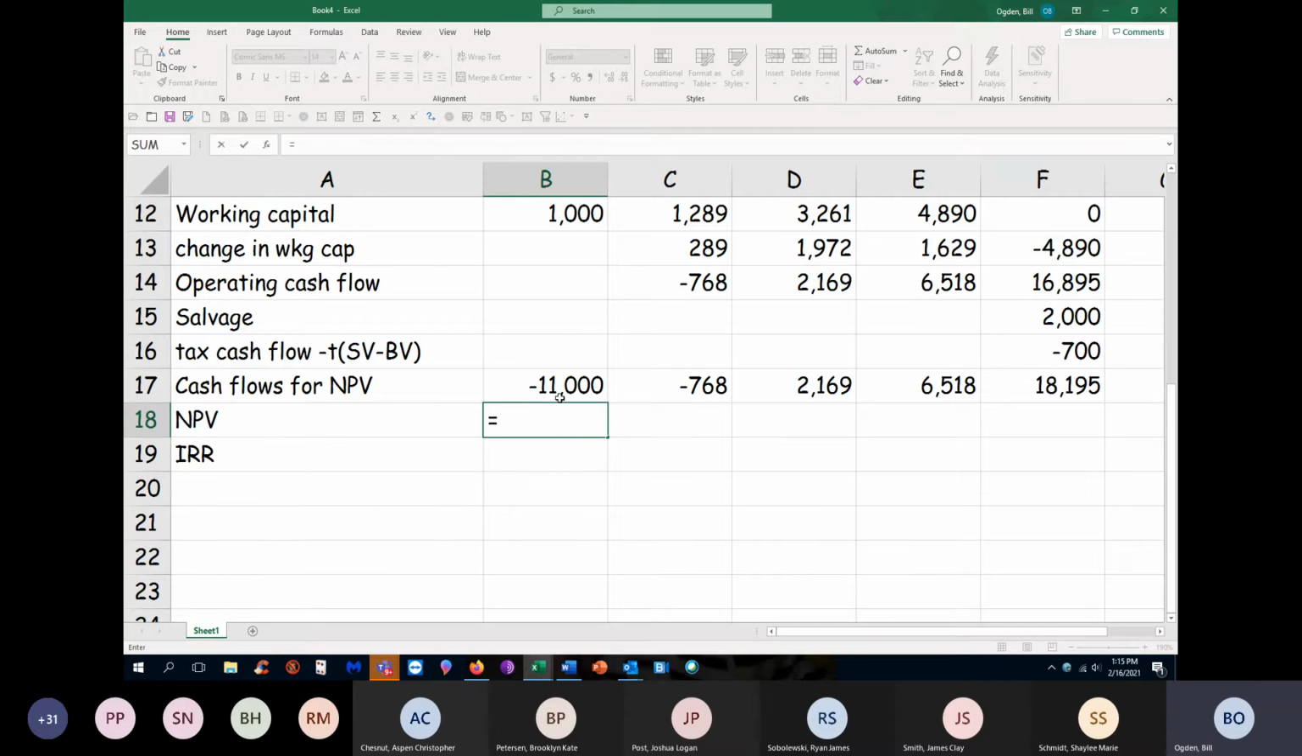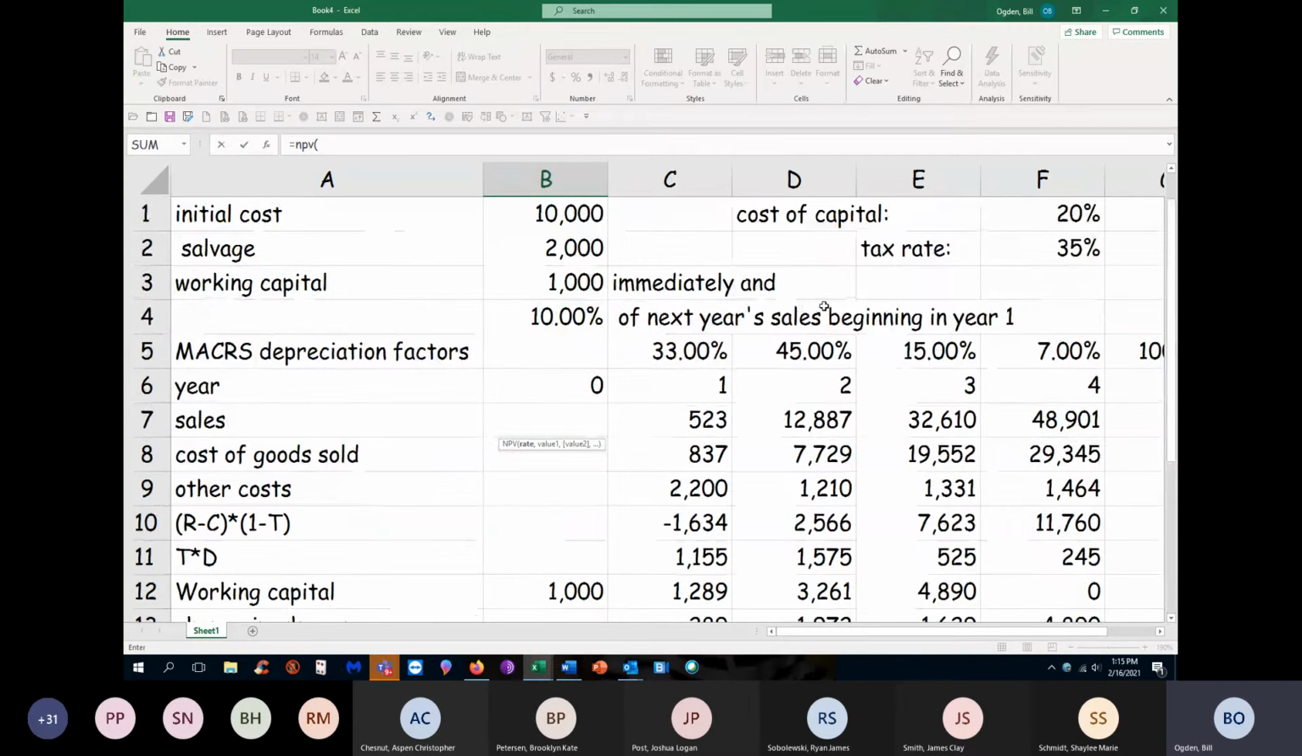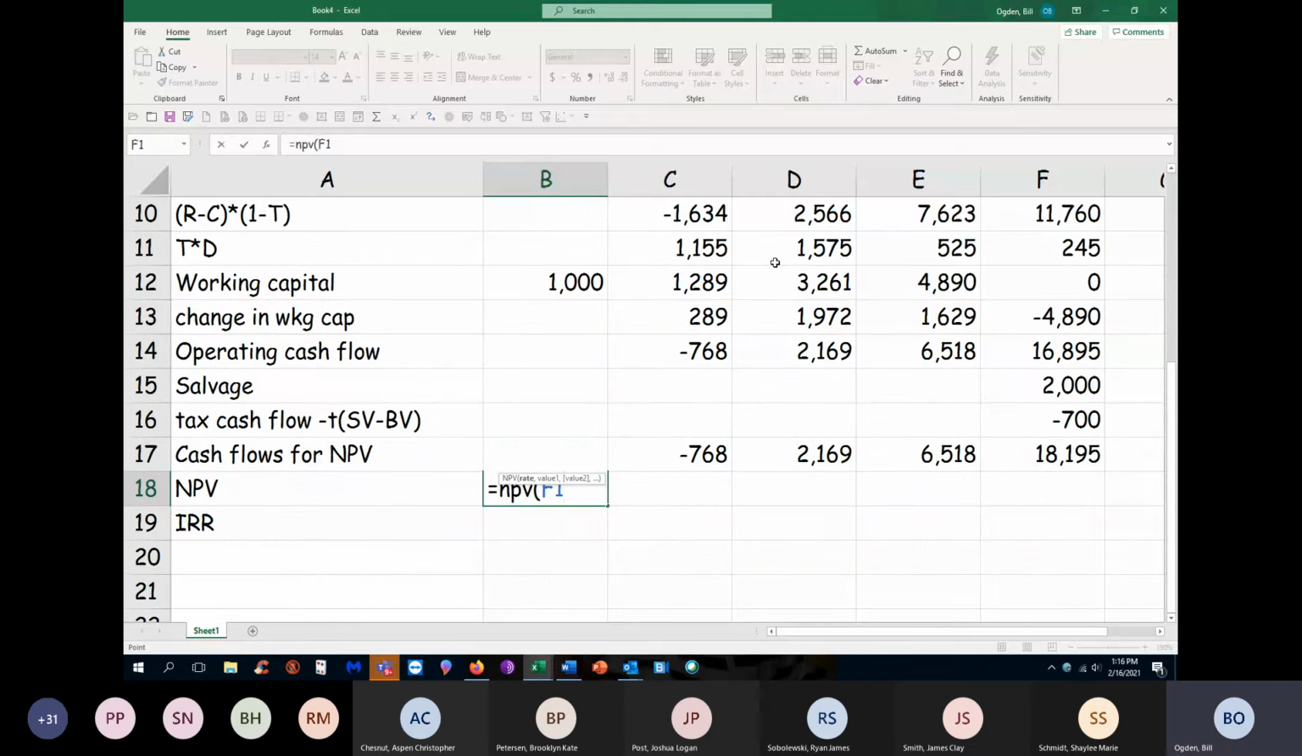Okay, so equals NPV. We'll pick our rate, 20%. Pick our cash flows, beginning with cash flow 1. Close the function. Add back the initial cost, which is displayed as a negative number.